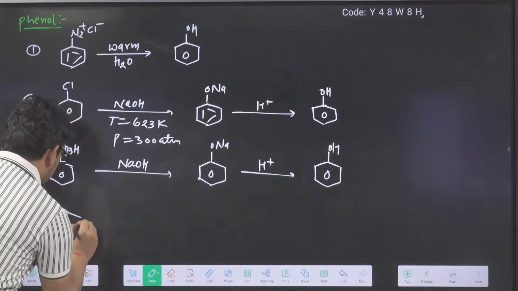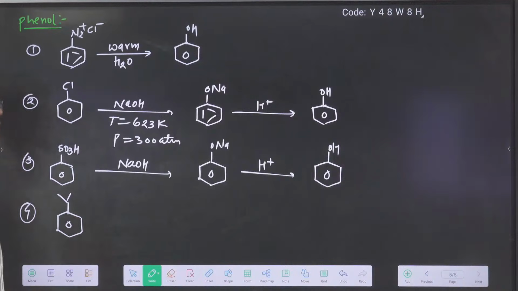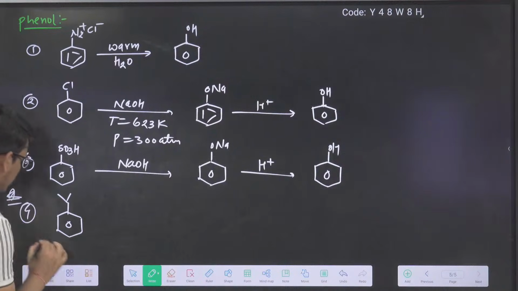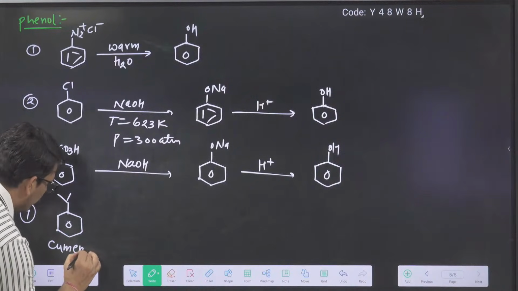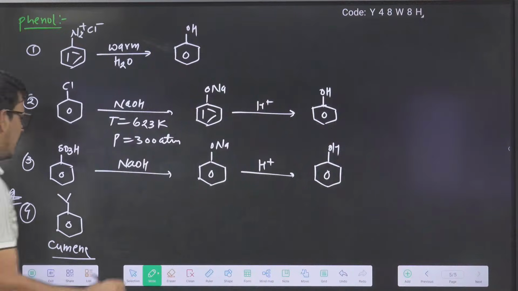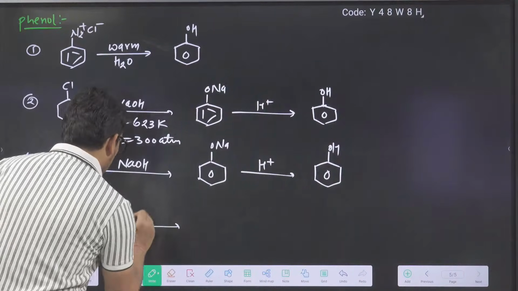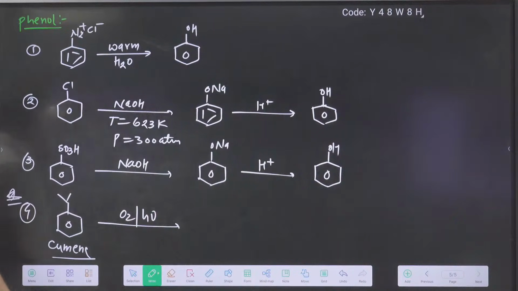Last, from cumene, the industrial preparation, which is very important here, yes or no? What is the name of this compound? Cumene, isopropyl benzene. In this case, what are we using first? O2, H+, remember this? O2, H+, yes or no?